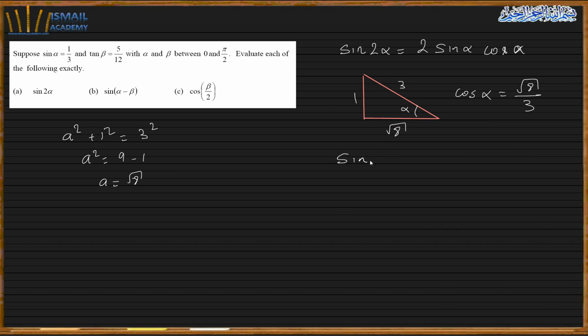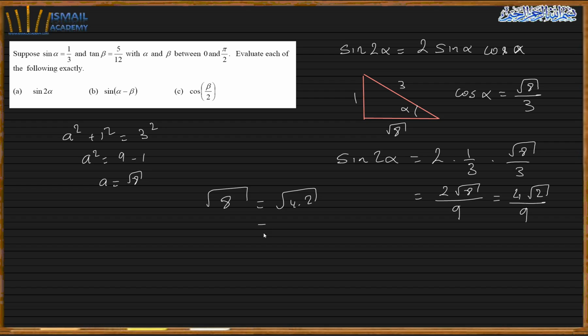So sine of 2 alpha will be twice sine of alpha, which is 1/3, times square root of 8 over 3. So that's going to be 2 square root of 8 over 9. You can simplify this: square root of 8 is square root of 4 times 2, which is 2 times square root of 2, and 2 times 2 is 4. So it's going to be 4 square root of 2 over 9 if they ask you to simplify. That's what I did.